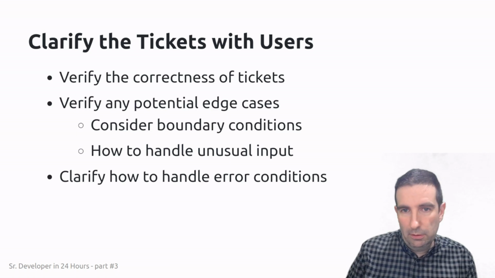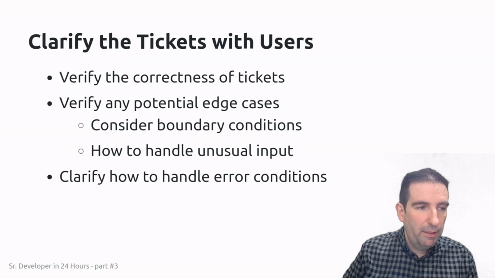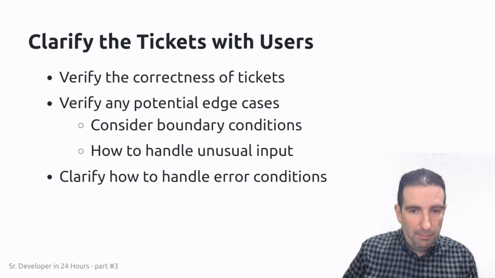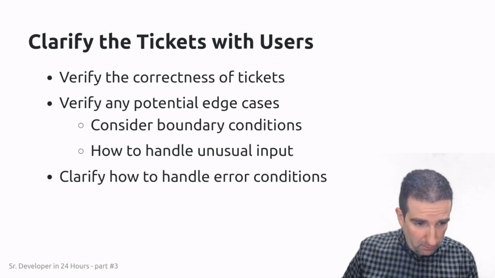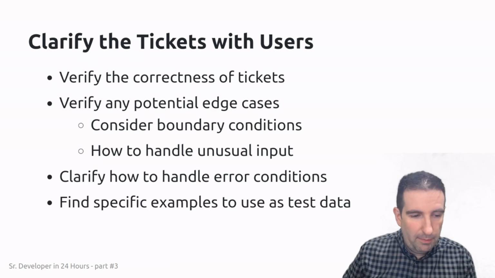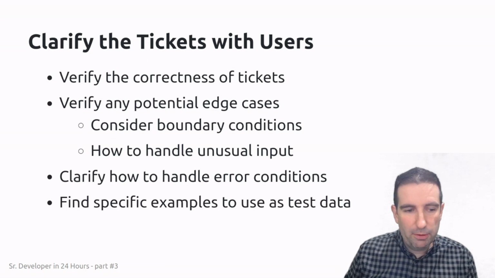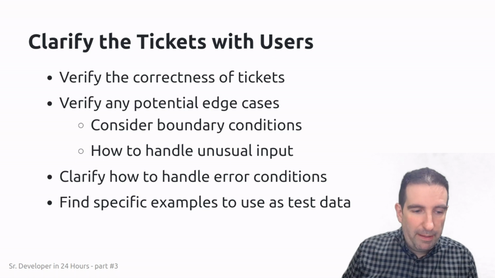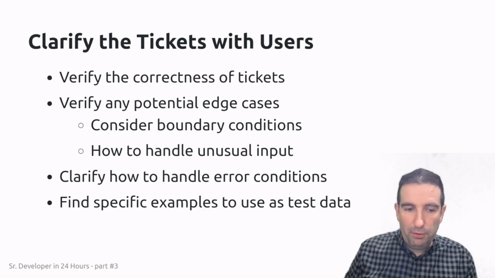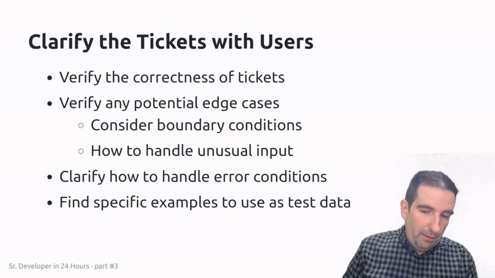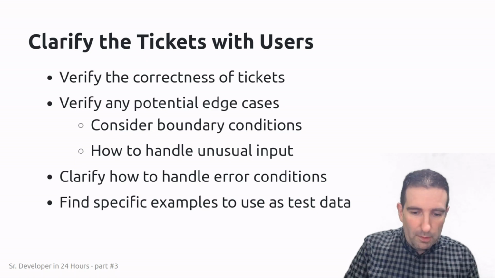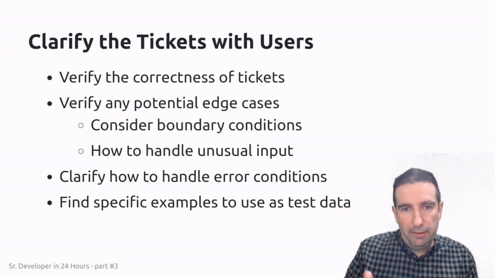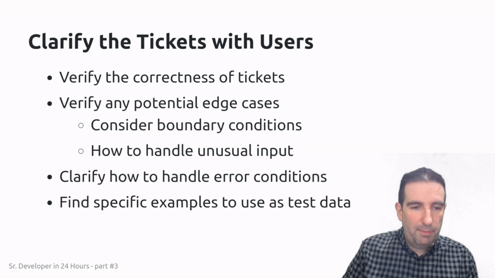What happens when things go wrong? How should our application fail when we encounter undesirable situations? And ideally, we would be able to gather and identify specific examples of test data that we can use within our automated testing to be able to ensure that our application is working to the spec that has been provided to us.